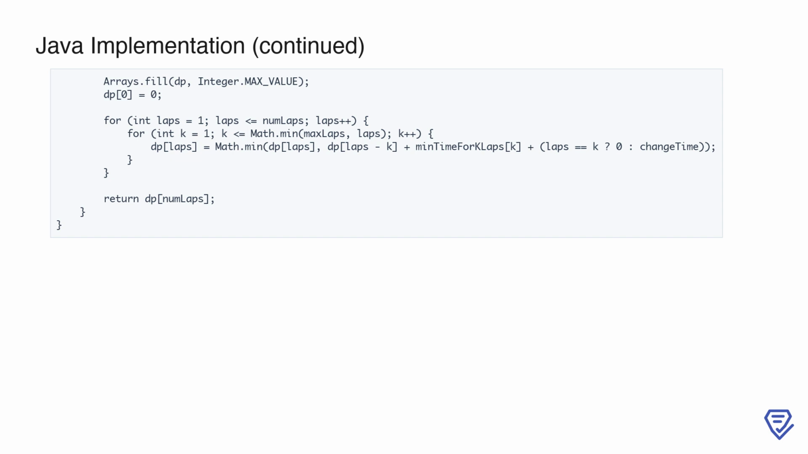For each possible number of laps from 1 to numLaps, we calculate the minimum time by considering all possible ways to split the laps. Specifically, for each valid k laps that can be completed with a single tire, we update dp[laps] with the minimum of its current value and the time taken to complete k laps, plus the time already computed for the remaining laps minus k. If the current number of laps equals k, we skip adding the tire change time since no further change is needed. This nested loop ensures that we account for all combinations efficiently. Finally, the value of dp[numLaps] gives us the minimum time required to complete all laps, which is returned as the result of the function.